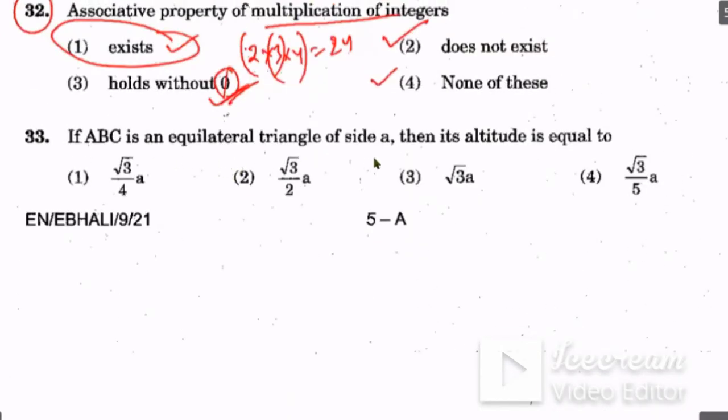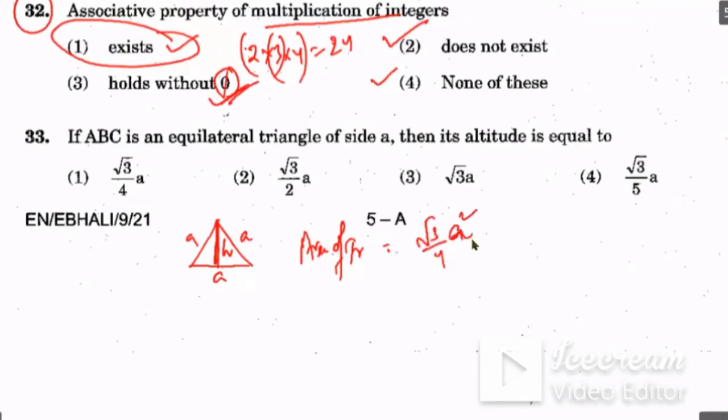If ABC is an equilateral triangle of side a, then its altitude is equal to. So what is its altitude? Suppose this is an equilateral triangle with side a, and this is the altitude. Suppose it is h. So you know the area of an equilateral triangle is root 3 by 4 a square. If you check the area by the altitude and base, then it will be half base into height. What is base? Base is a and height is h. So you have to find h.